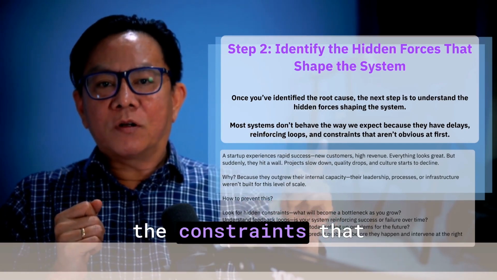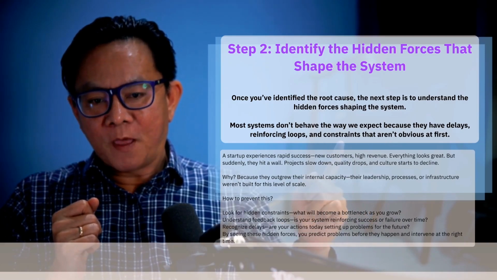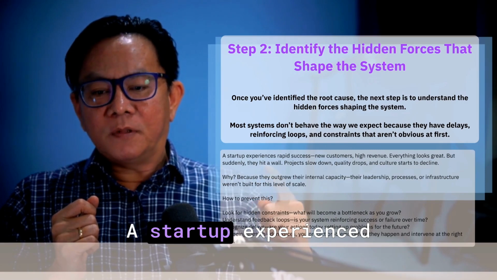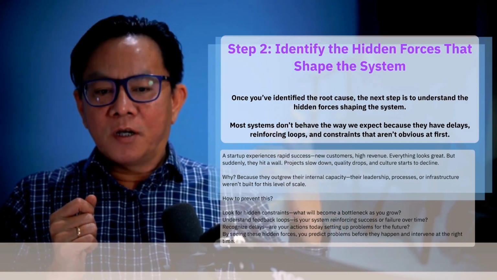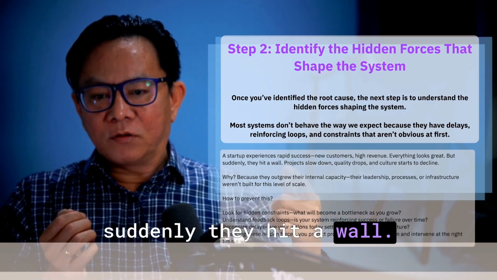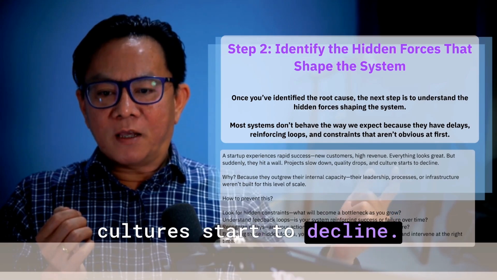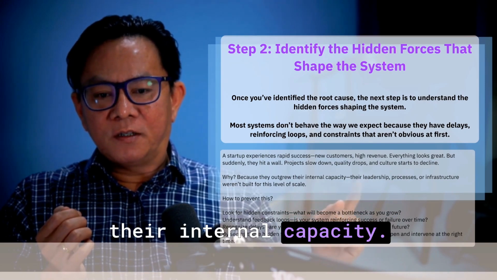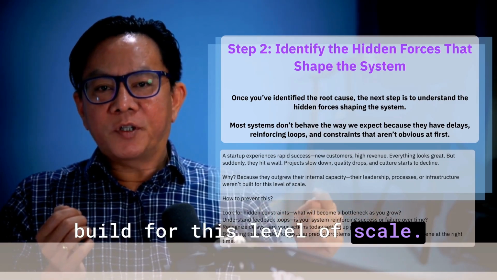And also we have to know the constraints that are not obvious at first. It's very important, the constraints. Why? Here is an example. A startup experiences rapid success, new customers, high revenue, everything looks great. But suddenly, they hit a wall. Projects slow down, quality drops, and culture tends to decline. Why? Because they outgrew their internal capacity. Their leadership, processes, or infrastructure weren't built for this level of scale.